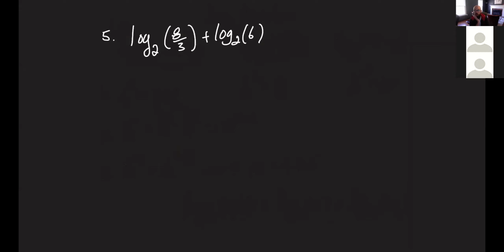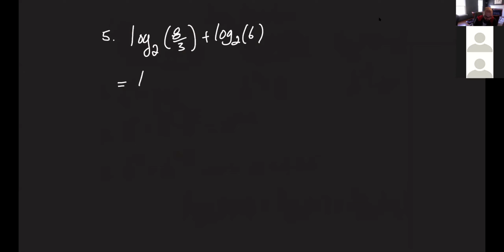Okay, so one way to think about this problem is, hey, if I have log base 2 of 8 thirds and I have log base 2 of 6, what I could do is just plug these into a calculator and figure out what each answer is and then add them together. Totally reasonable thing to do, but again, there's some rounding errors that might pop up. So instead, if we wanted to think about this one, we could say to ourselves, hey, what is a way to combine these two?